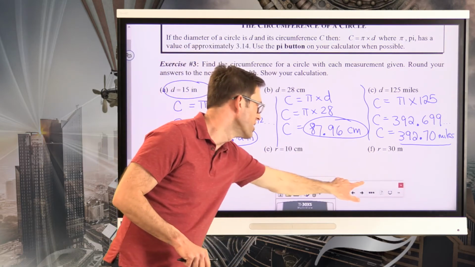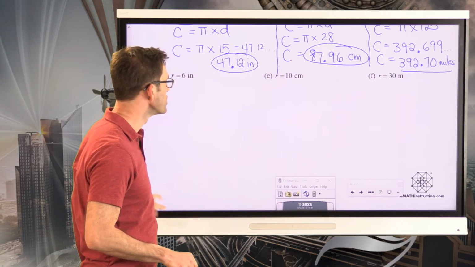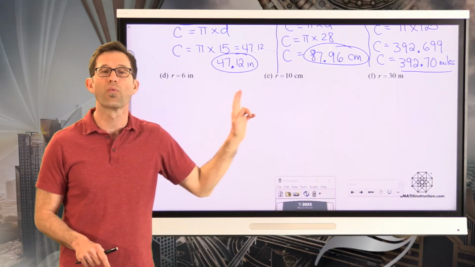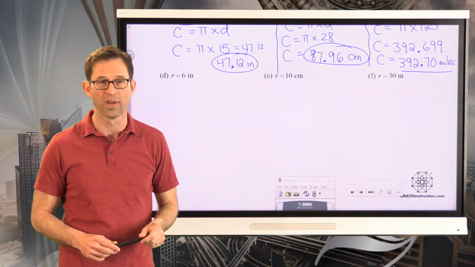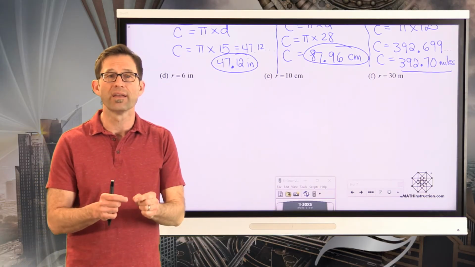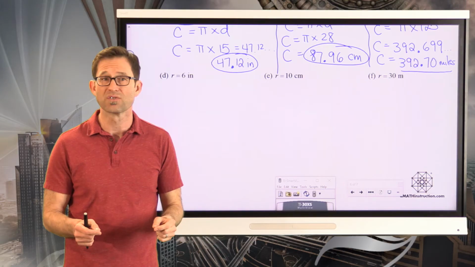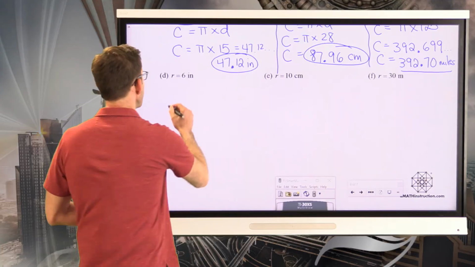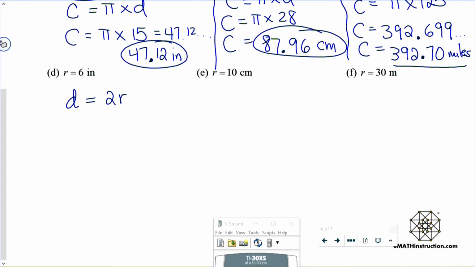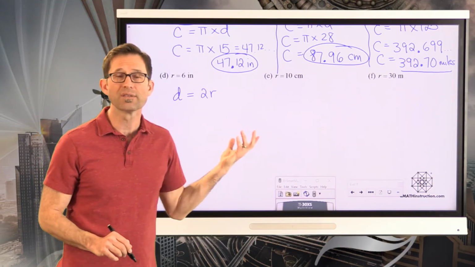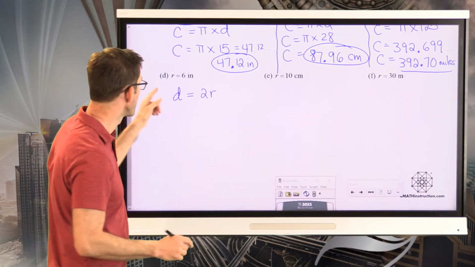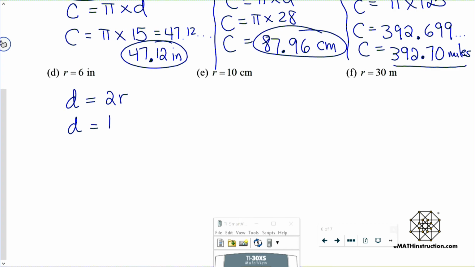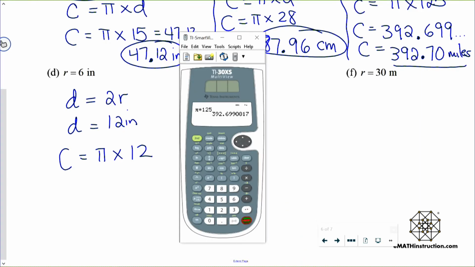Now let's take a look at the last 3. These aren't particularly all that difficult, but the one thing that's a little bit tricky about them is that in each case, the length of the radius of the circle is given. Now the circumference of a circle is pi times its diameter, not pi times its radius. And yet, here, I'm given the radius. Remember, the diameter is always twice the radius. So if I'm given the radius, I can easily produce the diameter. So for letter D, the diameter is now going to be 12 inches, and the circumference is going to be pi times 12, right?